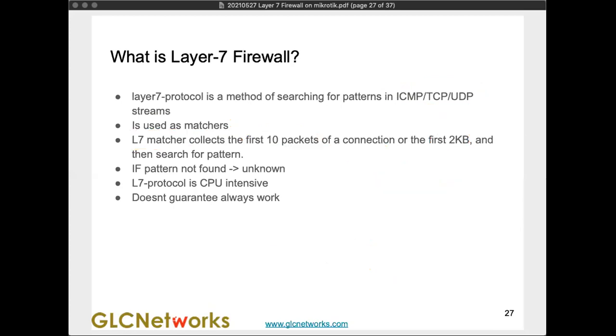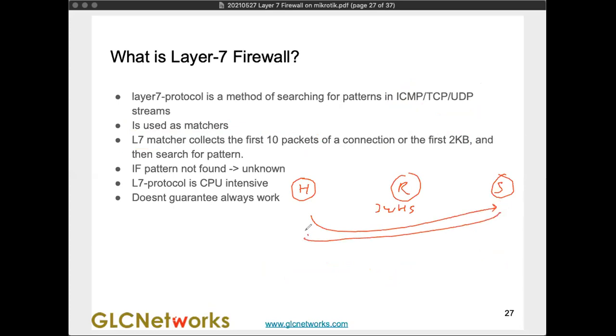Yeah, perhaps we remove all of them. Okay, so this is host, this is server, this is router. Okay, so the three-way handshake is done. So I will send packets to here, and then this one replies, and then I send packets again, and so on and so forth, 10 times. So 10 packets will be captured and then brought to the firewall for inspection.